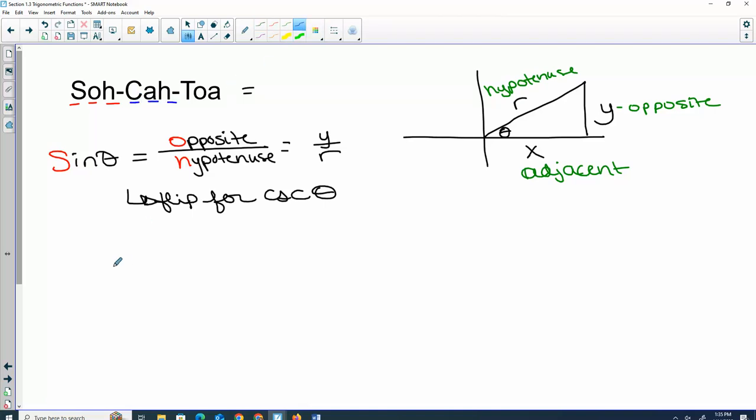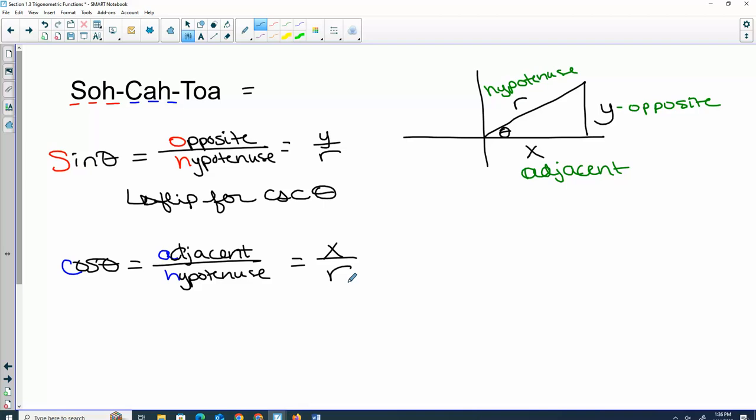So then CAH says cosine of theta is the adjacent side divided by the hypotenuse. Okay, and if we're looking, our adjacent side is x, the hypotenuse is r, x over r. That's the ratio I gave you on the previous slide. If we have that ratio, we can flip it for secant, because cosine and secant are reciprocals.